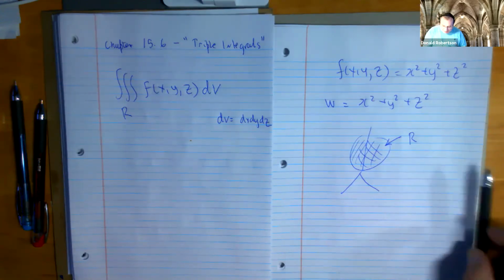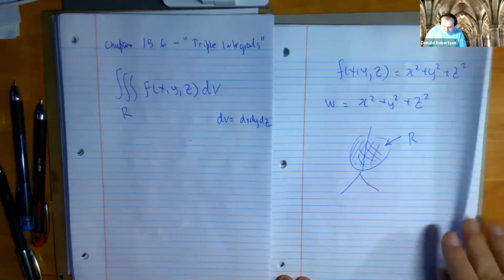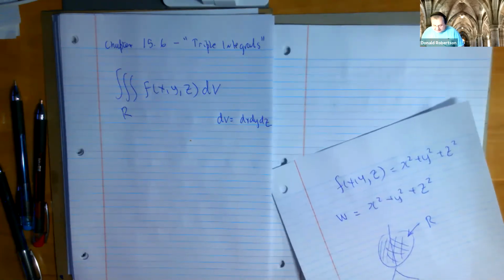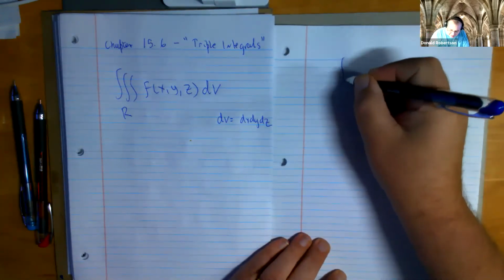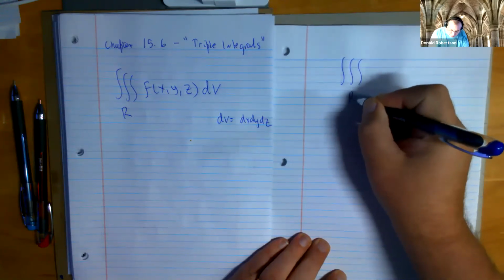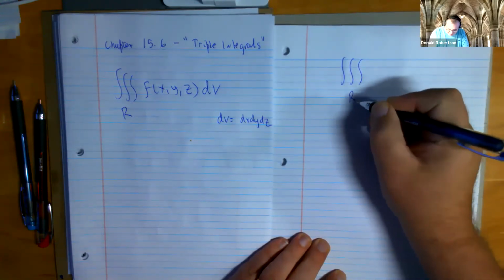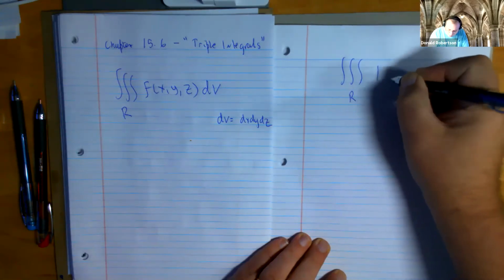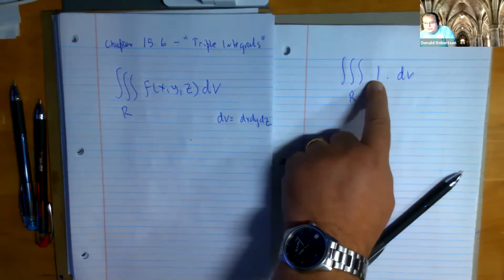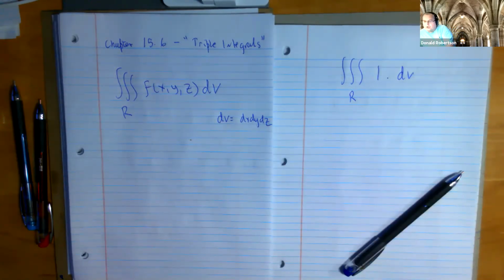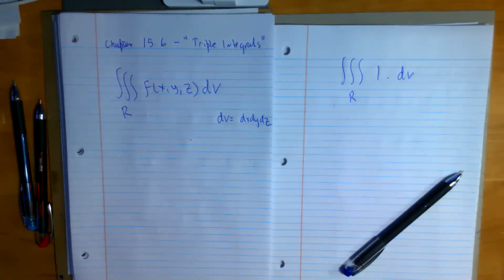So people in the world of physics and so on like triple integrals for that reason. Now, there's a special case. Do you know if you do a triple integral over a 3D region called R of 1? So in other words, f of x, y, z is the constant 1. What do you think that would give you? The volume of the region. Yep.